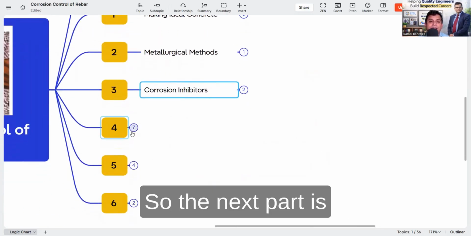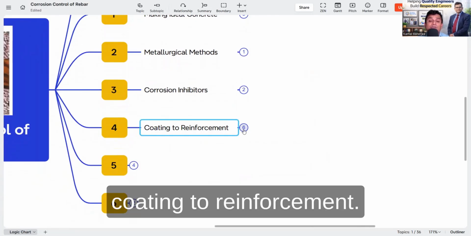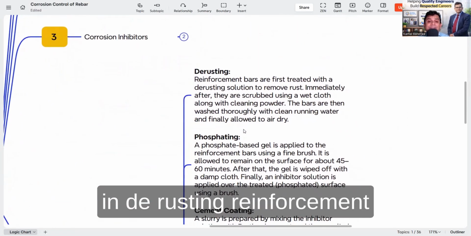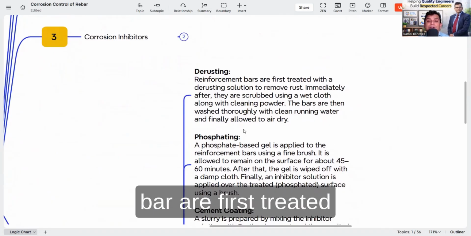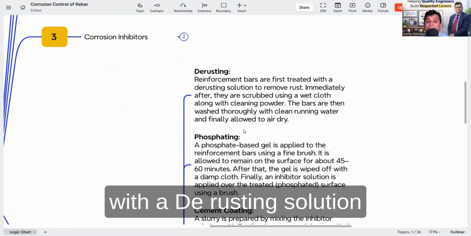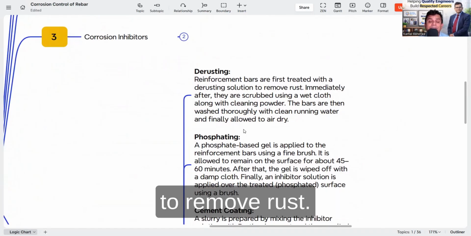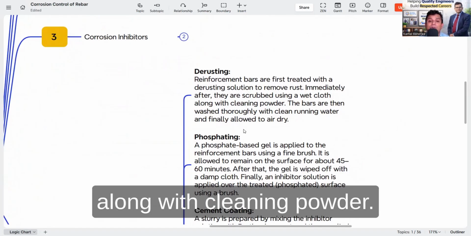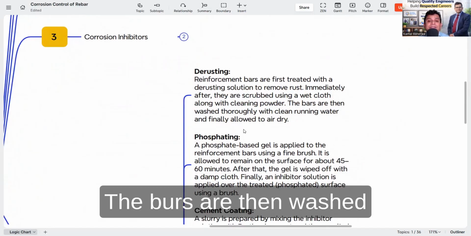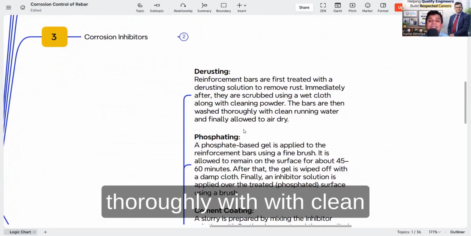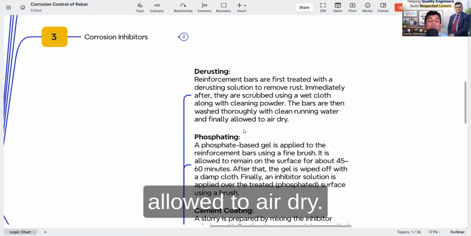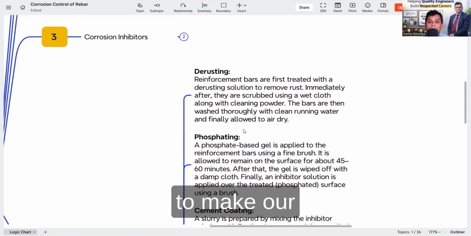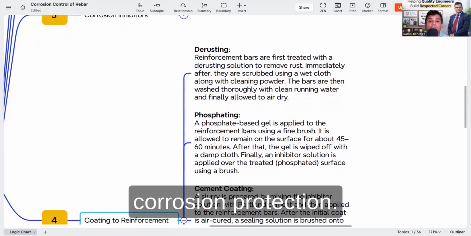The next part is coating the reinforcement. There are different ways we can do the coating. First, derusting: reinforcement bars are first treated with a derusting solution to remove rust. Then immediately after, they are scrubbed using a wet cloth along with cleaning powder. The bars are then washed thoroughly with clean running water and finally allowed to air dry. So derusting is also a process to make our steel corrosion protected.